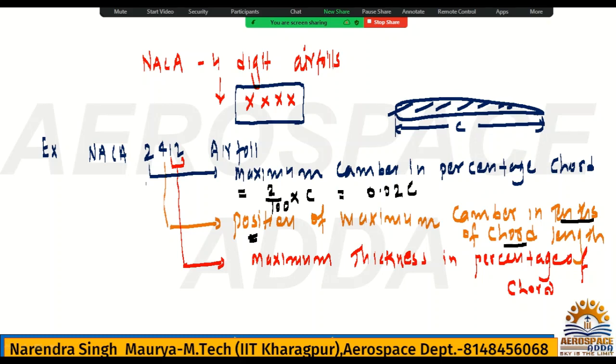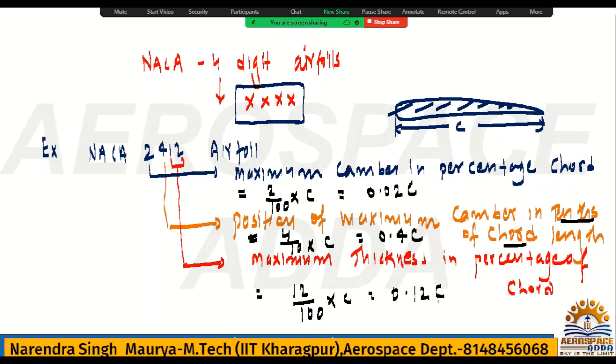So the position of maximum camber, what is it? Second digit 4, divided by 10. Tenth means divide by 10 of what? Of chord length. So you get 0.4 C. This is the position of maximum camber. Third, the last two digits, 1 and 2. It is the maximum thickness in percentage of chord. Percentage of chord means divide by 100 times C, so 0.12 C.